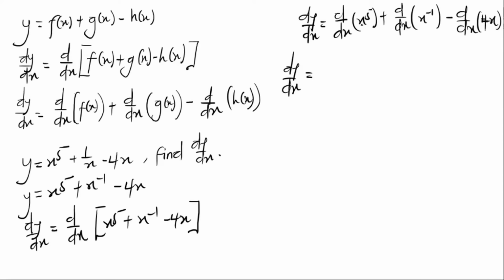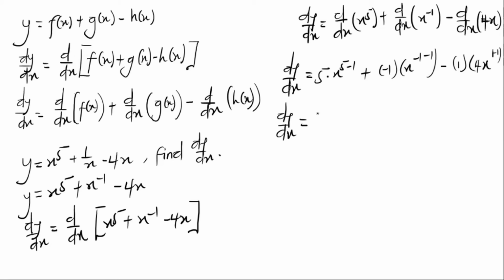Now if we differentiate x raised to the power 5, we use the power 5 to multiply the coefficient, which is 1, then we subtract 1 from the power. So we have 5 multiplied by x to the power 5 minus 1. Then plus, for this function we have -1 as the power, so we multiply by -1, then x to the power 1, where we subtract 1 from the power again. Then minus, this is 4x, the x has the power 1, so we use 1 to multiply the 4, then x raised to the power 1 minus 1.